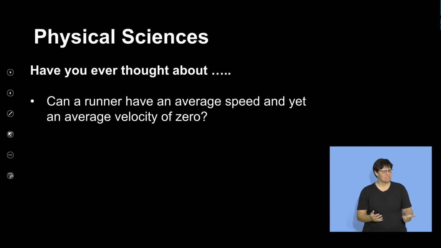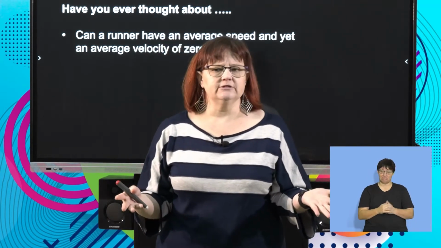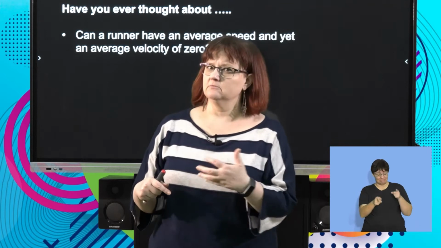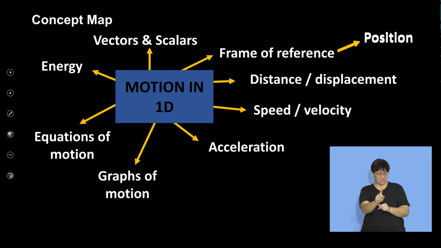Can a runner have an average speed and yet an average velocity of 0? That's an interesting question. The only way we can answer it is if we know the difference between speed and velocity. So, we know what vectors and scalars are. We've done frames of reference, distance, displacement. Today, we're going to look at speed, velocity, and acceleration, because those are very important, okay?